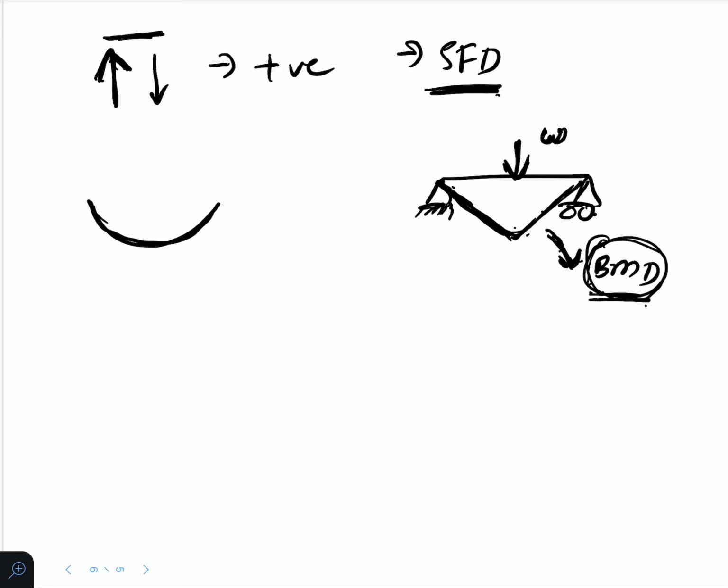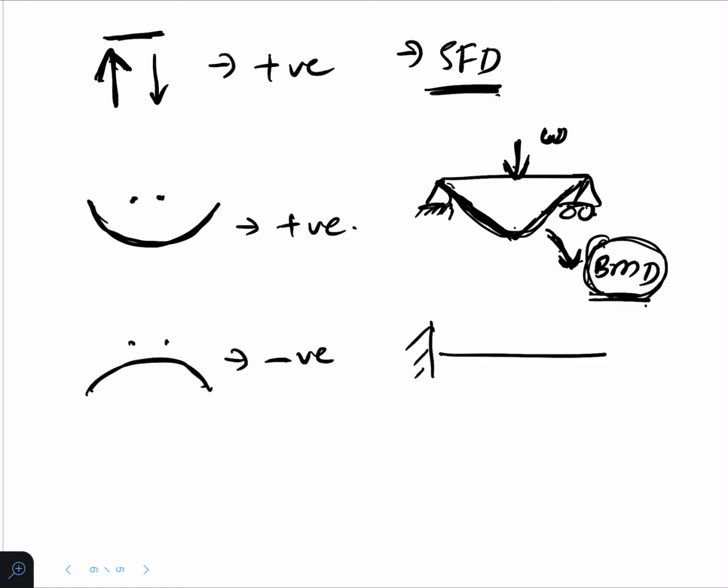So here, because of this load, the member is sagging. This is a sagging curve formed. See, this is a man, and this man is smiling. So this sagging is taken as positive, and for hogging the man is sad, so that is taken as negative. See, the man is sad. This is the case when the man is sad.